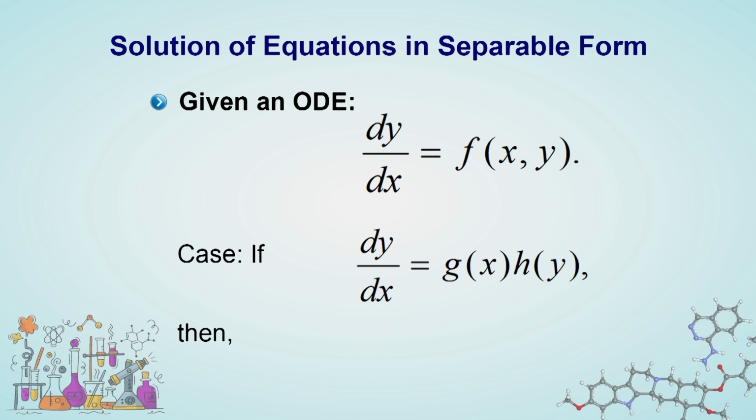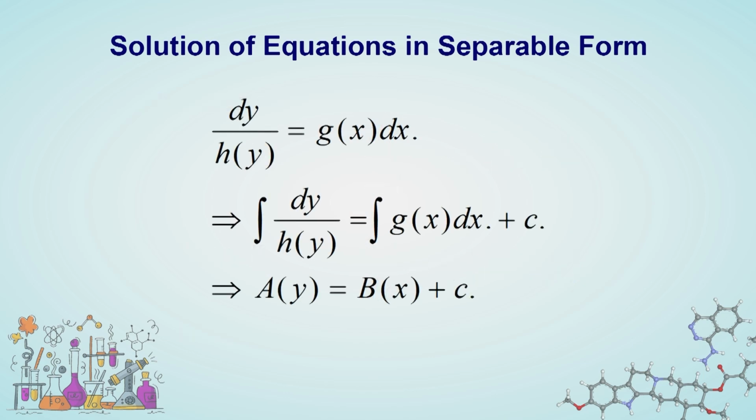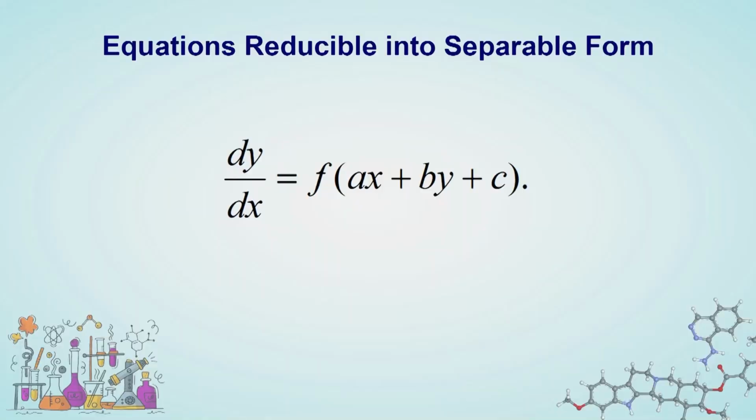If we separate the x term to one side and the y term to the other side, there is dy and there is dx. We can integrate dy and dx separately. See here, dy/h(y) is just a function of y. On the other side, g(x) is nothing but a function of x only. Simply we integrate both sides, and we have A(y) = B(x) + c, with the arbitrary constant c. If it is not possible to separate the variables like this, there are some cases we will discuss on further slides. This is very simple.